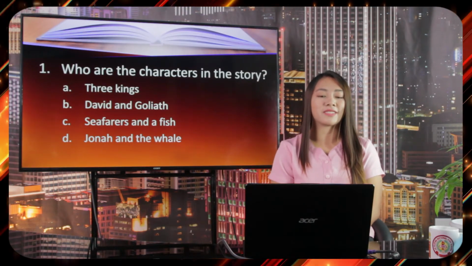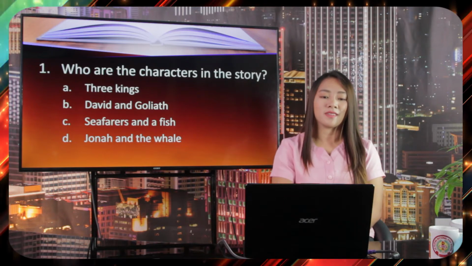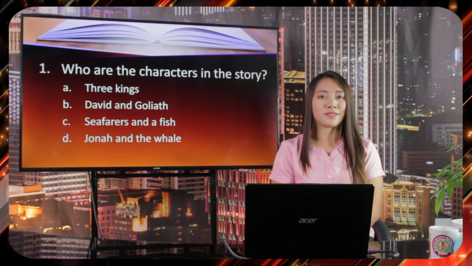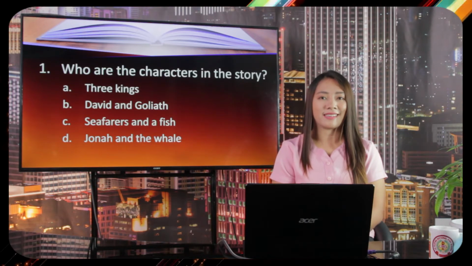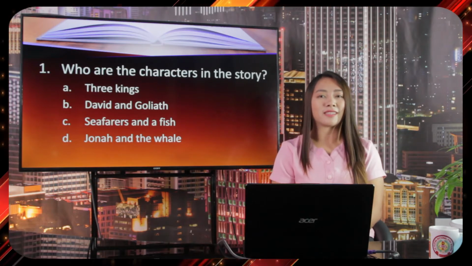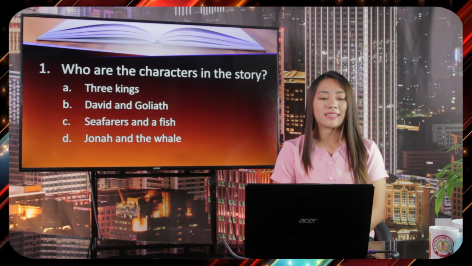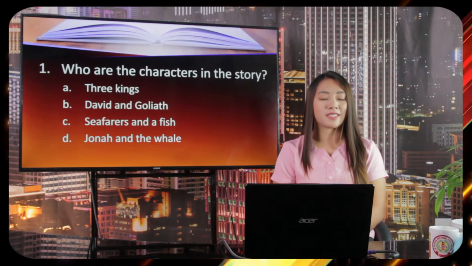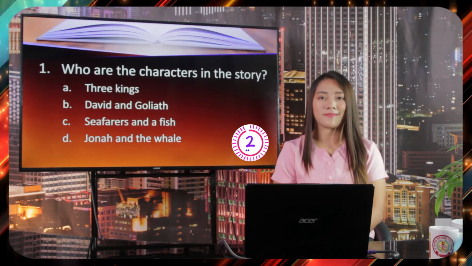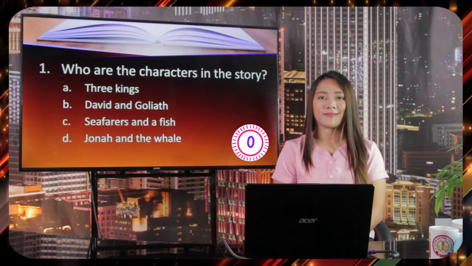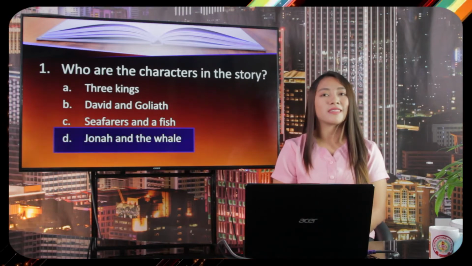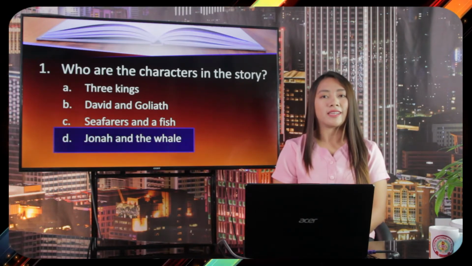Now, here's the questions. Number 1. Who are the characters in the story? A. 3 kings. B. David and Goliath. C. Seafarers and the fish. Or D. Jonah and the whale. The correct answer is Jonah and the whale. Letter D.